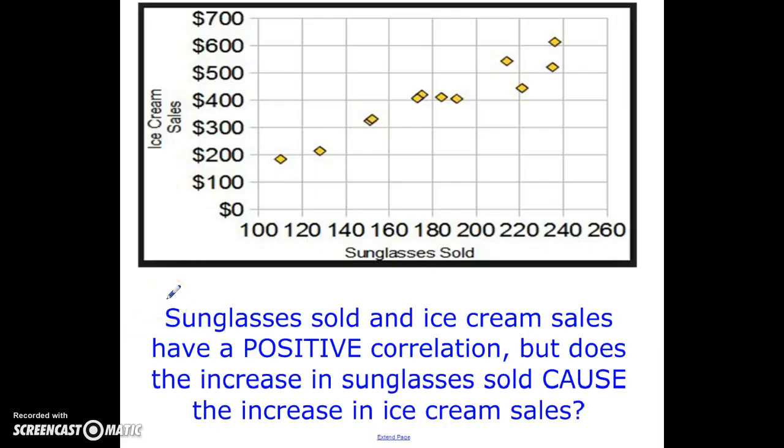Sunglasses sold and ice cream sales have a positive correlation. More sunglasses are sold, more ice cream sales. Probably because it's hot outside and it's sunny, so people need sunglasses and they want ice cream. But people don't buy sunglasses, which causes them to buy ice cream. So the sunglasses do not cause the ice cream sales to go up. They're just related to each other.